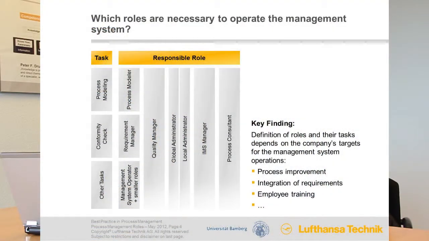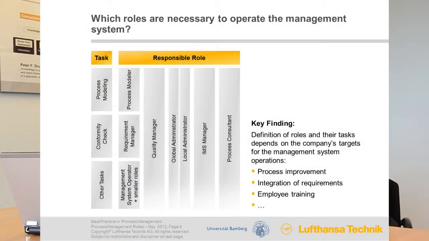So next was the operation of the management system, and there we differentiated between different tasks. You can see on the left-hand side, like process modeling, conformity check, and we called it other tasks because they were so small in some cases that it was hard to really define. And again, on the left-hand side, this is the Lufthansa Technik example. We are more or less highly specified in the different areas.